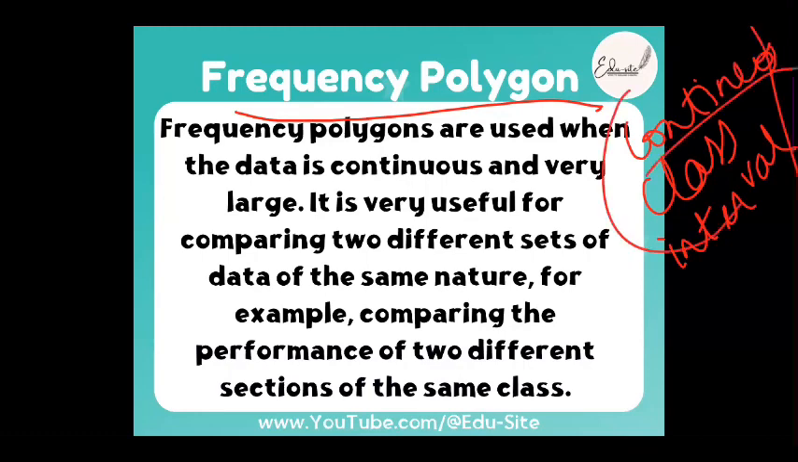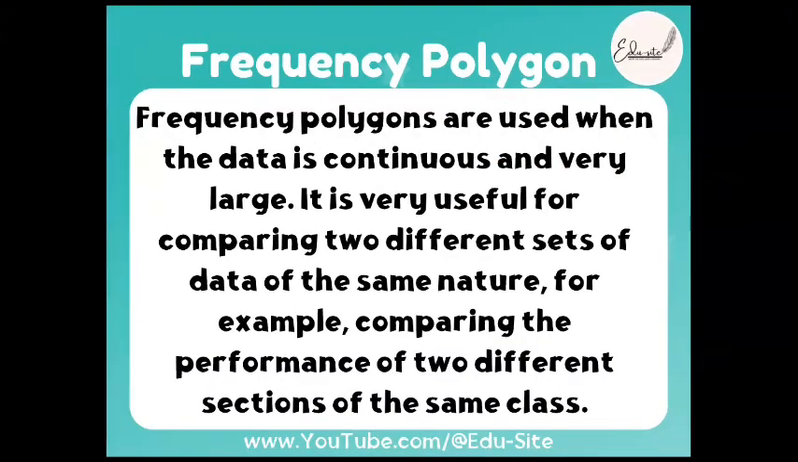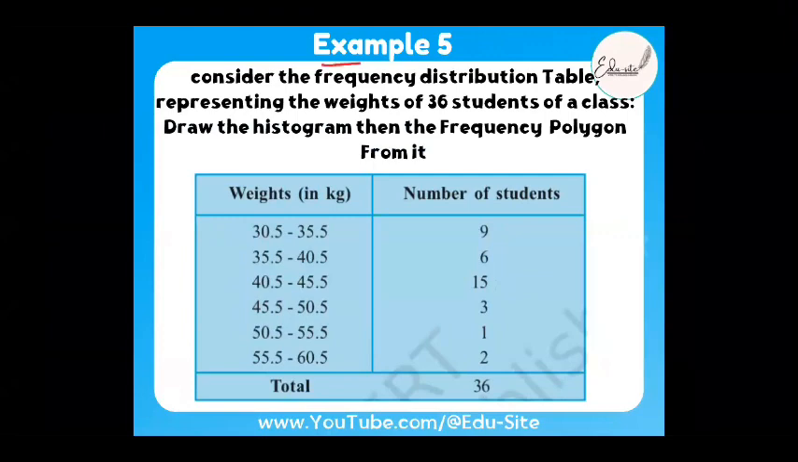What does continuous class interval mean? For example, if you have 2 to 3, then the next interval should start with 3 itself, 3 to 4. There should be no discontinuity. That means there should be no space between the bars in the histogram or in the frequency polygon. That is a mandatory difference between the bar graphs and the histograms and frequency polygons. Okay, the first problem that we are going to solve is an example problem here.